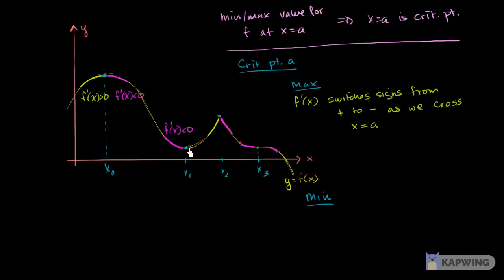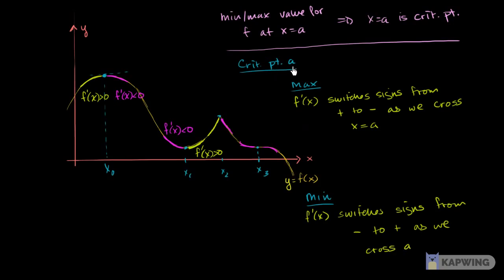And then right after we cross it, this wouldn't be a minimum point if the function were to keep decreasing somehow. The function needs to increase now. So let me do that same green. Right after that, the function starts increasing again. f prime of x is greater than 0. So this seems like pretty good criteria for a minimum point. f prime of x switches signs from negative to positive as we cross a.